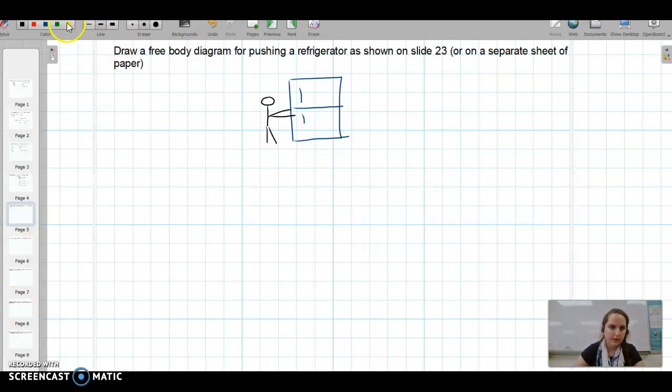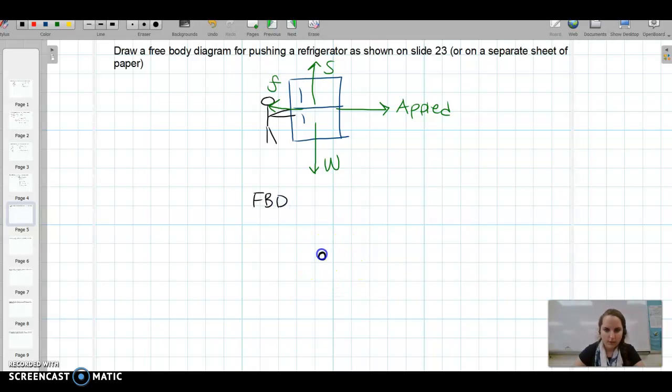Now let's identify the forces, right? So we have an applied force to that fridge. We also have the weight of that fridge, right? Then it's not crashing through the earth, right? So we have the support force, and then we have a little bit of friction. Okay, so let's draw the FBD.